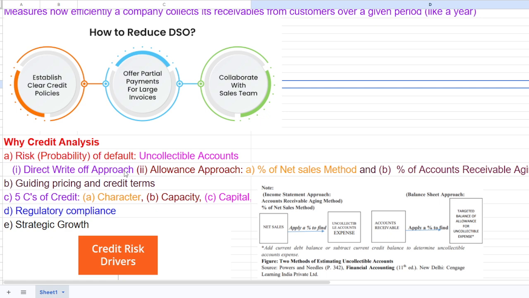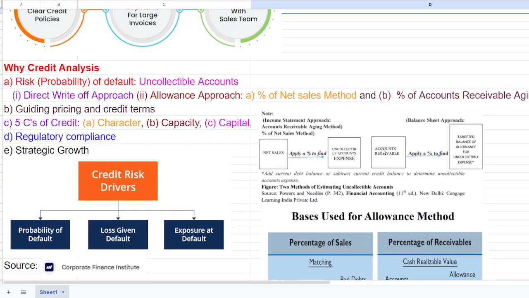The second one is the allowance approach, under which we again have two methods. One is percentage of net credit sales. Net sales means gross sales minus returns and allowances. The second one is the percentage of accounts receivable aging method. Simply, we apply a percentage to the net credit sales to estimate the probable bad debt, that is, the uncollectible account expense, which is the income statement approach.